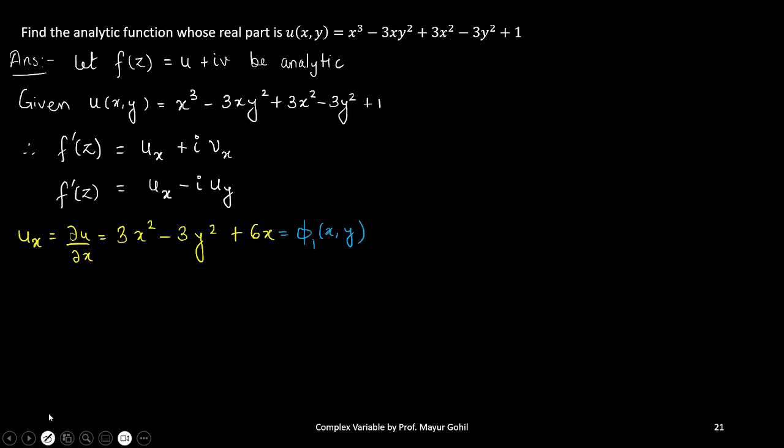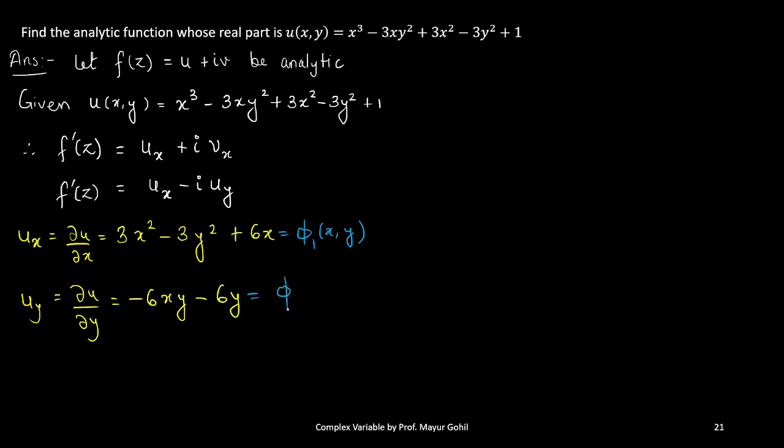Now let us calculate the derivative with respect to y. So u suffix y is the partial derivative of u with respect to y. The derivative of x cube is 0. The derivative of minus 3xy square is minus 6xy. 3x square has derivative 0 with respect to y, then there is minus 6y, and plus 1 has derivative 0. We label this as phi2(x, y). Just for understanding, this is the first, this is the second, and this is the third equation.